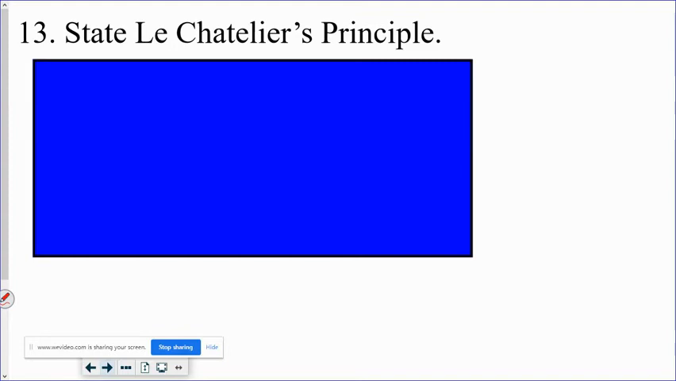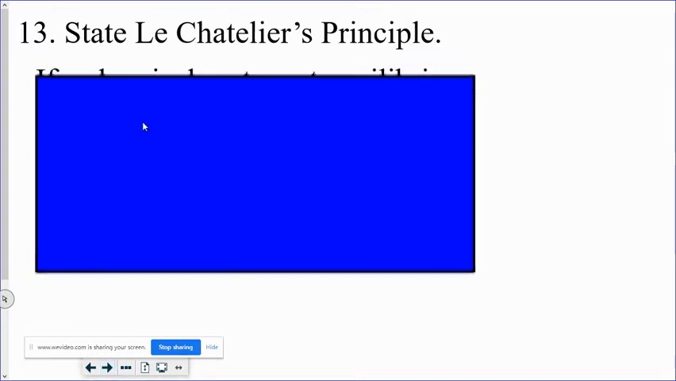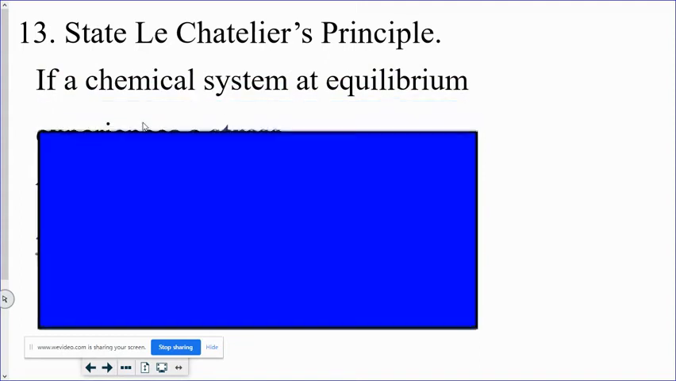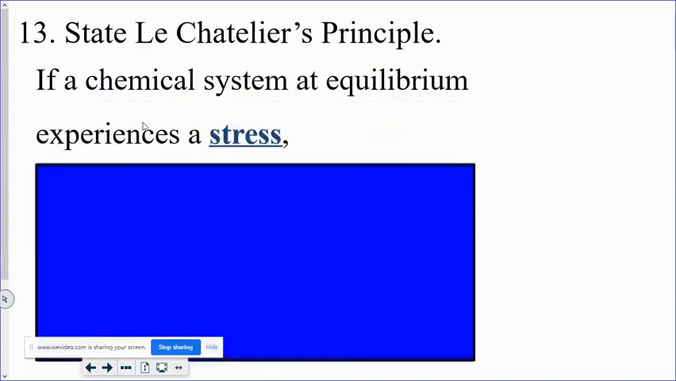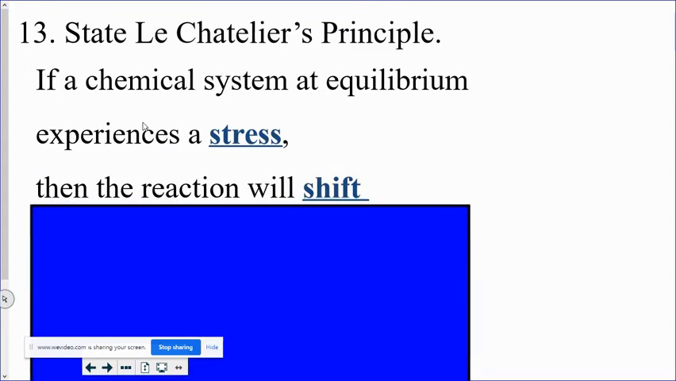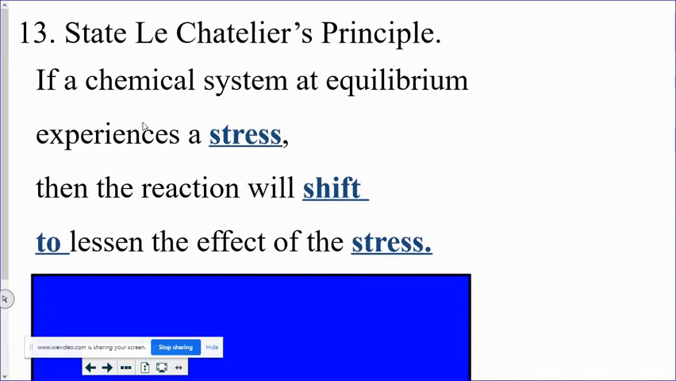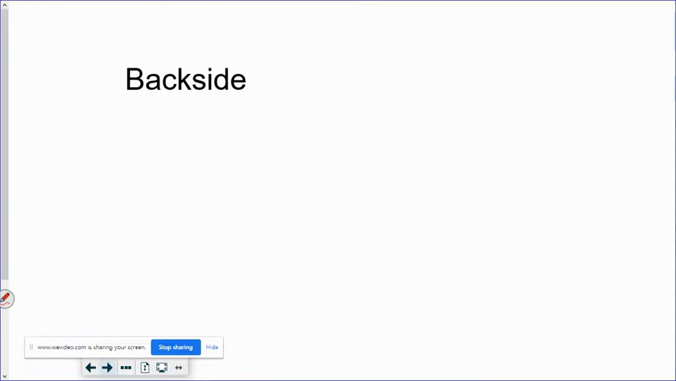State Le Chatelier's principle. Hopefully you can do this out of your head. If not, you're going to have to look at your cover. Of course, I will show it to you. If a chemical system at equilibrium experiences a stress, then the reaction will shift to lessen the effect of the stress. Now, when we say shift, we mean these arrows that are between the products and reactants. Going on to the back side.